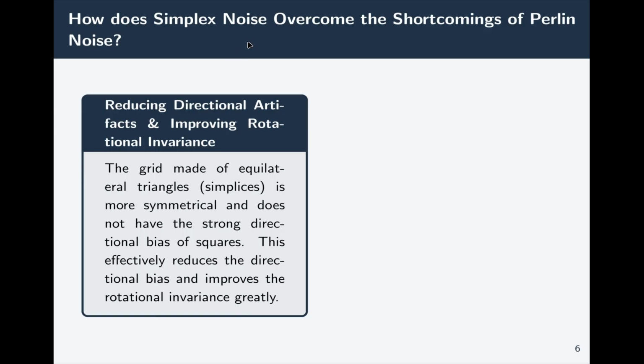How does simplex noise overcome the shortcomings of Perlin noise? First, reducing directional artifacts and improving rotational invariance. The grid made of equilateral triangles or simplexes is more symmetrical and does not have the strong directional bias of squares. This effectively reduces the directional bias and improves rotational invariance greatly.